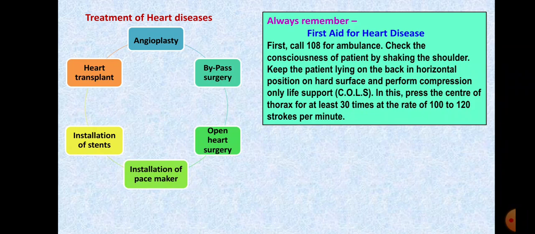The second one is bypass surgery. Bypass surgery is a procedure in which the flow of blood is restored to the muscles of the heart by diverting the flow of blood. It is a bit complicated procedure and it again allows the blood to flow to the heart muscles.